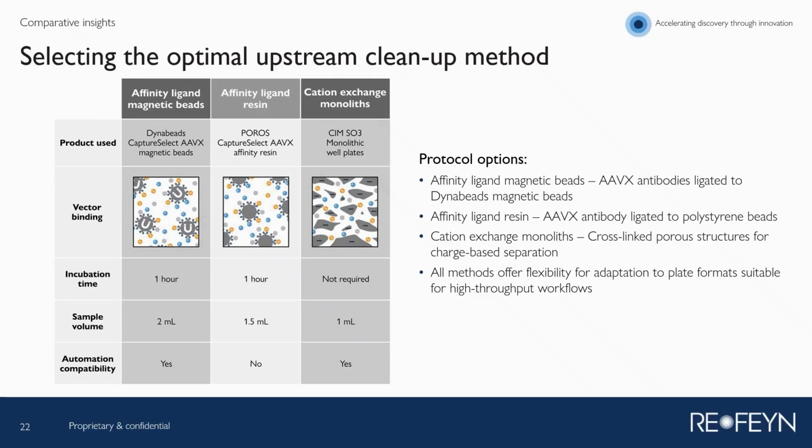And finally, both the magnetic beads and cation exchange monoliths are automation compatible. The affinity resin is harder to incorporate in an automated workflow, mainly because it requires either vacuum suction or a centrifugation step to be included in the purification process. All three protocols can be adapted to plate format to support high throughput workflows.